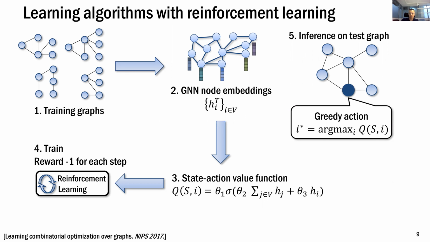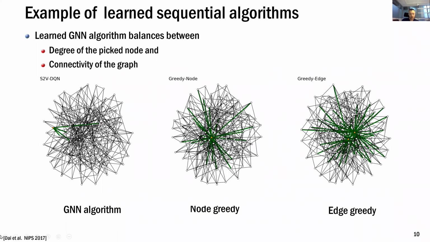We tried this approach on several combinatorial optimization problems, including minimum vertex cover, traveling salesman, and max cut, and some others. I'm going to just use minimum vertex cover and show you a video or animation of the differences between the learned algorithm and some of the expert designed algorithms, including the node greedy selection and edge greedy selection, these two approximations. So here is the animation and comparison. I will just play this video first.